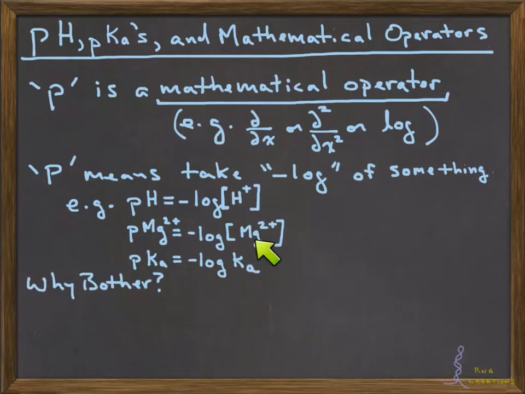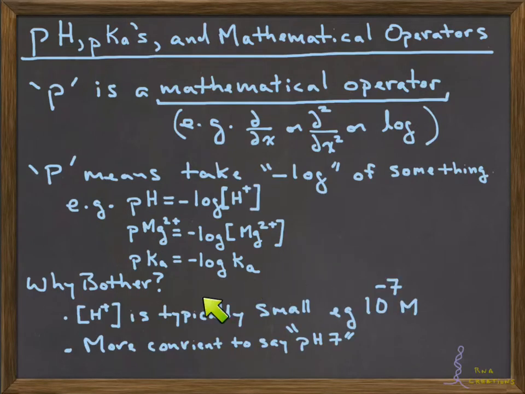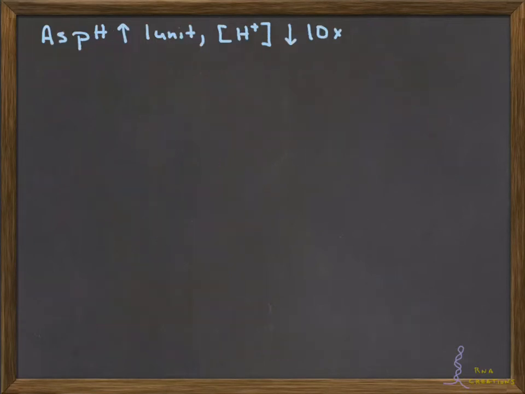So you might say, all right, I understand how to do the math, but why bother? And there's two answers that I have to that question. The first is that concentrations of H plus and magnesium are often small, way less than a molar. As you know, a typical H plus concentration at neutral pH is 10 to the minus 7th molar. And that's kind of a mouthful, so it's more convenient just to say that the pH is 7. So it's really to take these awkward numbers and to make them more convenient.